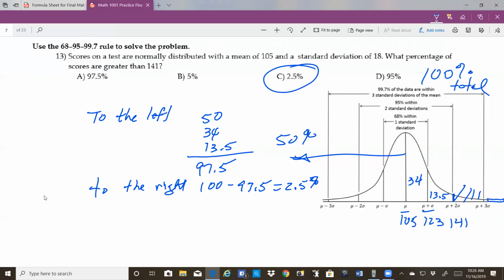Notice the way we got 13.5: we have 68% within plus or minus 1, which puts 34 and 34. And 95% between minus two standard deviations and plus two standard deviations. So this part would be 47.5. So subtracting 34 from 47.5, you get 13.5.